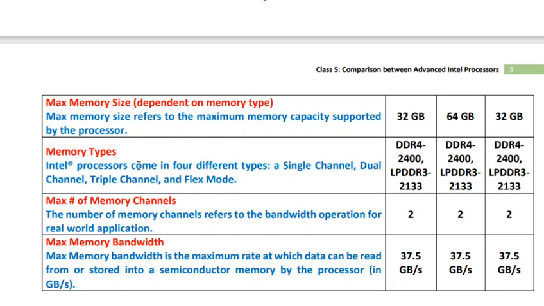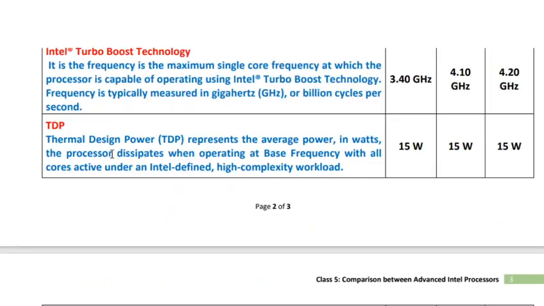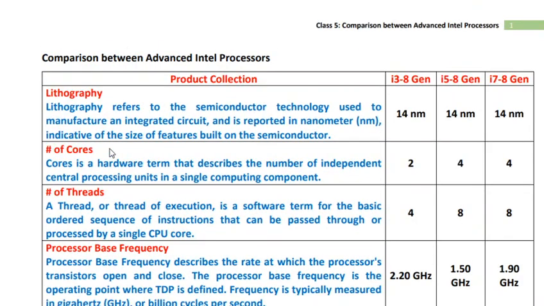So you see, this is a very simple cross attribute comparison of the different Intel processors. If you want, you can include more processors into this comparison table and make it much more elaborate. But for now, what we have done is compare three Intel processors, that is i3 8th generation, i5 8th generation, and i7 8th generation, across 13 notable aspects.